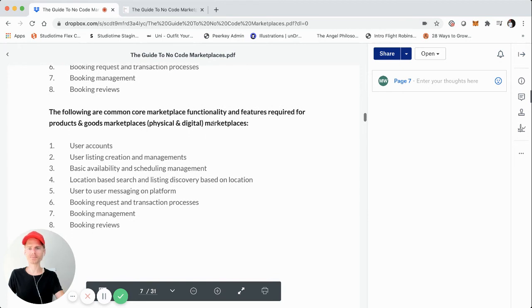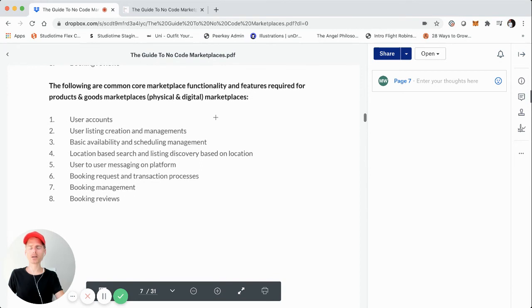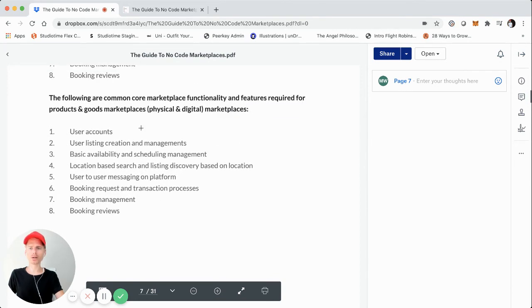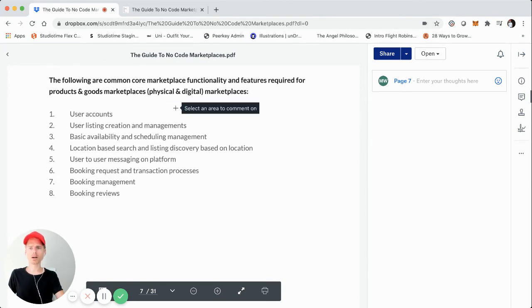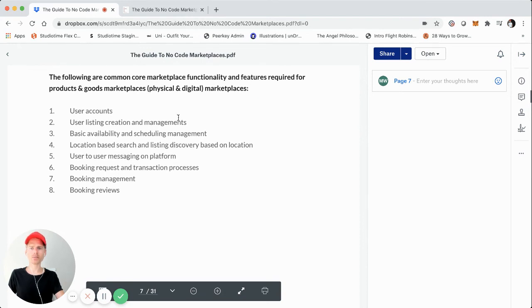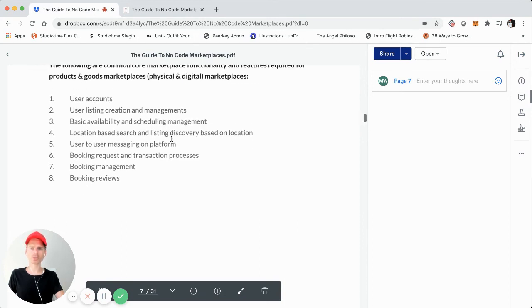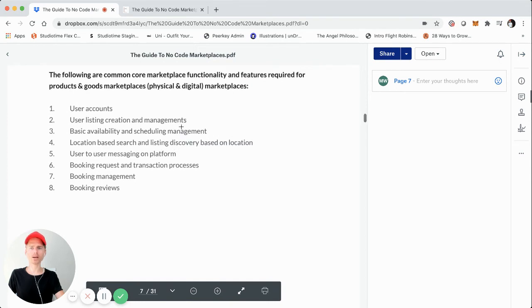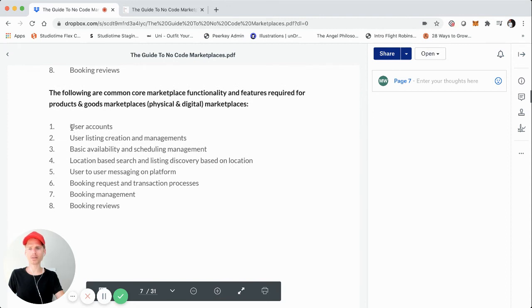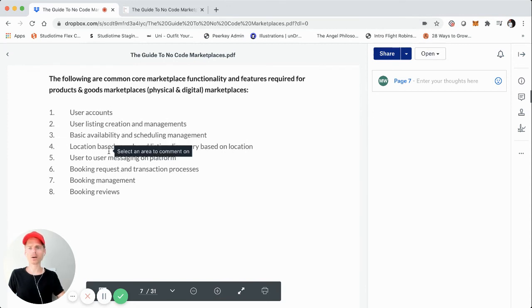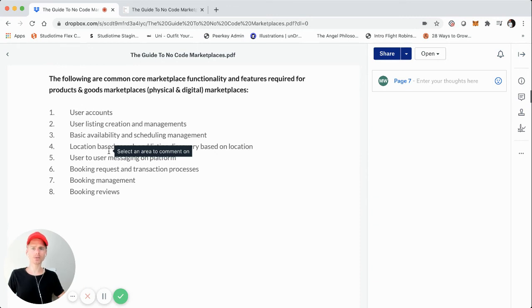So we're going to jump down now into the products and goods marketplaces. So this is once again fairly straightforward. User accounts, listing creation. So sometimes it is going to be availability and whatnot. Location-based search might be important, or it might not. There are definitely a lot of similarities between them, whether it's spaces, services, or goods marketplaces, because once again, I tried to create a guide, just a basic framework for this, but there are definitely a lot of different variables.